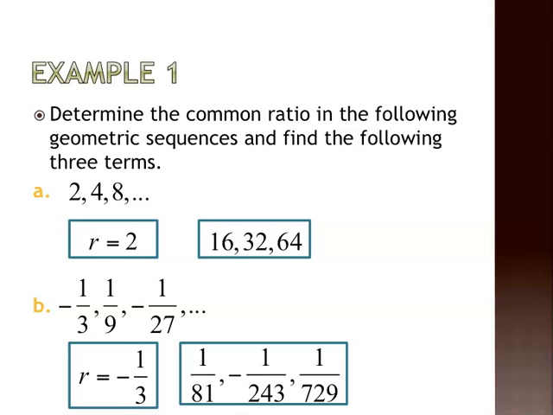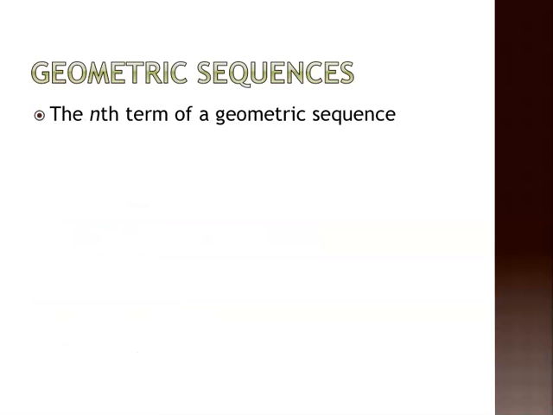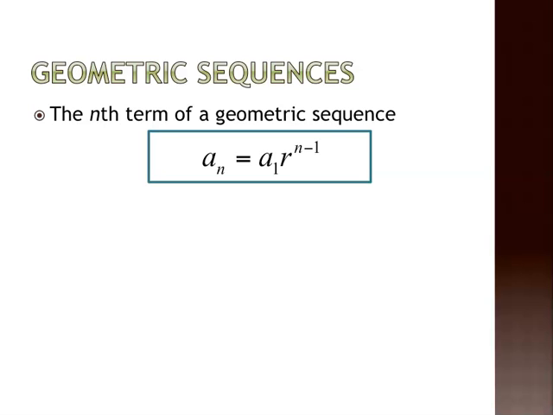Okay, so just like arithmetic sequences, we are going to start off by talking about how do you find the nth term of a geometric sequence so that you don't have to go about calculating every single term in the sequence until you get up to the 50th term, for example. So here's the formula for that. The nth term of a geometric sequence is going to be a sub 1, so the first term, times R, the common ratio, raised to the n minus 1.